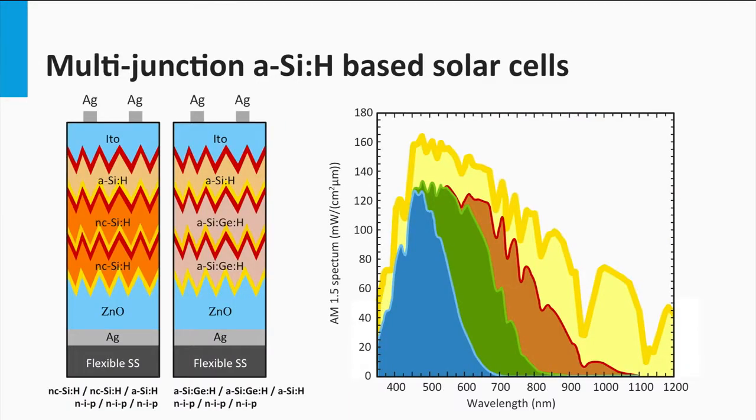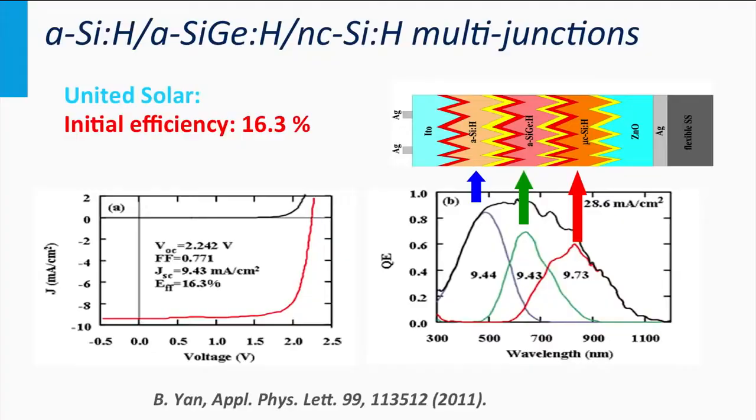Here you see an example of a thin film silicon-based triple junction with an amorphous silicon top cell, an amorphous silicon germanium middle cell and a nanocrystalline silicon bottom cell, as developed at United Solar. The colored part in the spectral power density function represents the utilization of the solar spectrum by the individual cells. Blue represents the top cell, green represents the middle cell, and red represents the bottom cell.